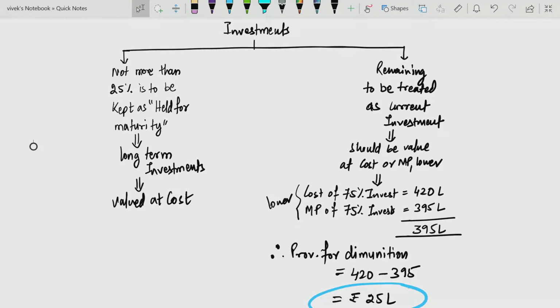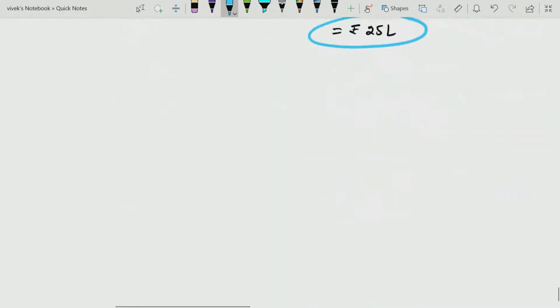So investment will be valued at 395, but it was purchased for 420. So this 420 is nothing but the purchase cost. So automatically we can get this diminution. Right?